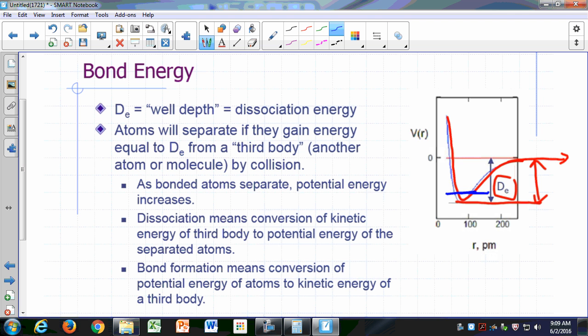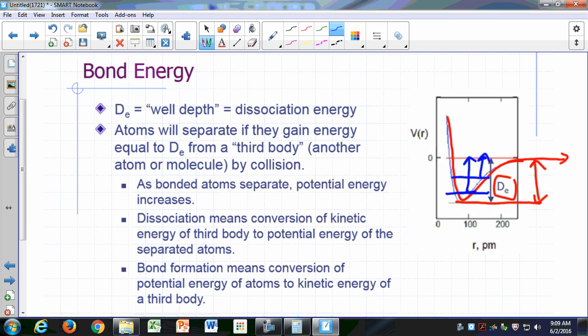So if their energy might be down here, then they're going to have to absorb energy, take energy from a third body in order to have enough energy to be able to separate. Okay? So D sub e is the minimum energy that if they were to get it, it guarantees that they will separate. Okay? Some of them are not going to need as much. So if you have this much energy, for example, you really don't need as much energy for them to be able to separate. But you need at least D sub e to guarantee that they will.